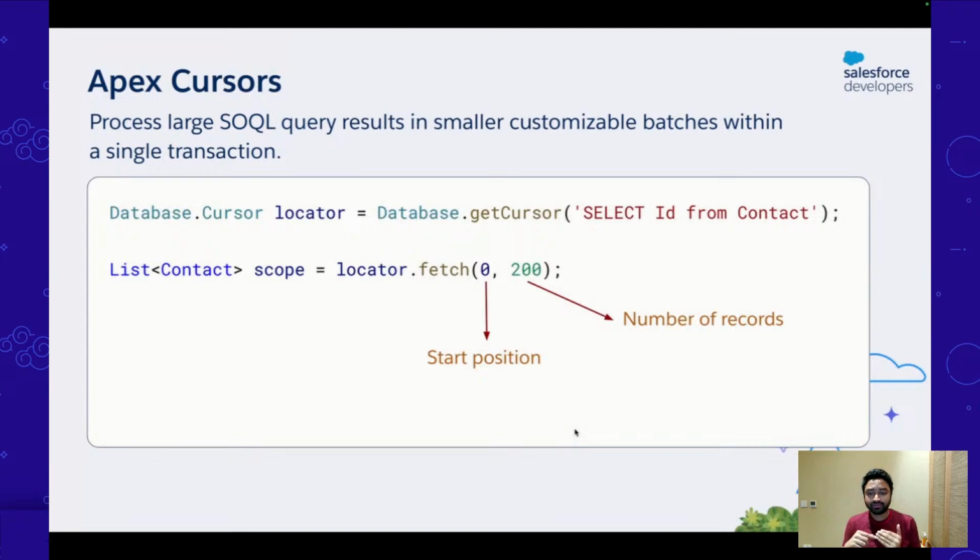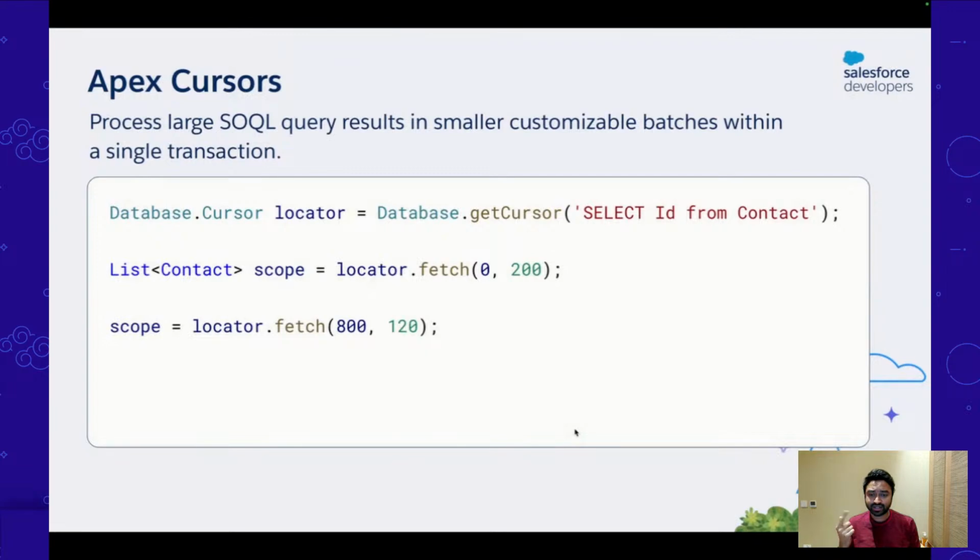The important thing to remember here is that when you use database.getCursor, it is not actually querying your data. So it's not returning any result set. It's only returning a pointer to the result set. When you do locator.fetch, that is when the results are returned, depending on the start position and number of records that you specify. So here I'm returning the first 200 records and assigning them to a variable. Now I can keep repeating this.